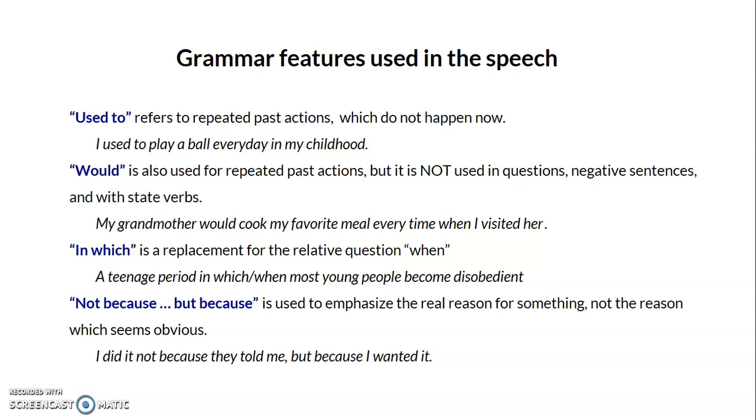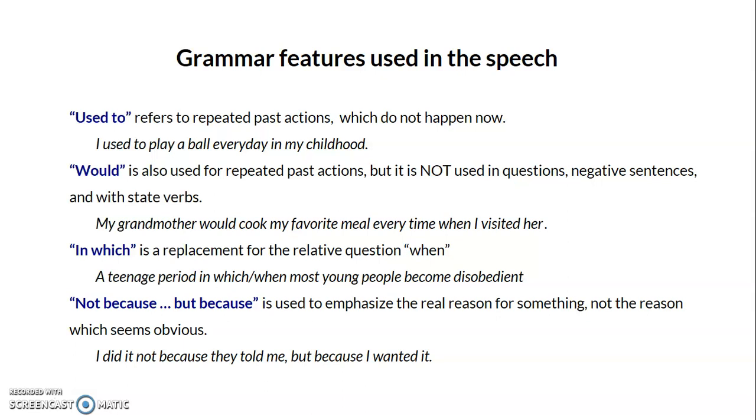And another grammar aspect is would. Would is also a synonym for used to. It also means repeated past actions, but it's a little bit limited. Would is not used in questions, in negative sentences, and with state verbs. So it's a little bit limited, while used to is more universal and it can be used in different situations. So example for would. My grandmother would cook my favorite meal every time when I visited her.